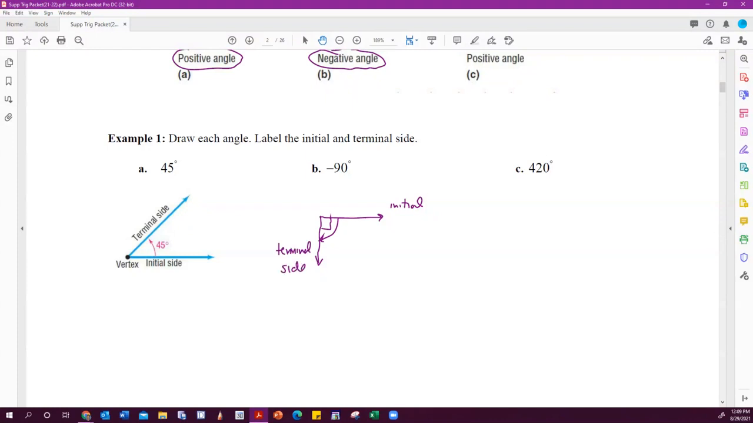Terminal side. In the next example, 420, notice that's 360 plus 60, so this is going to be larger than a circle. So let's choose an initial side. We'll call this one initial. And then we will move through an entire circle and then an additional 60 degrees. And that's going to be a 420 degree angle terminating here. This is the terminal side. Notice it ends at the same place as the 60 degree angle.